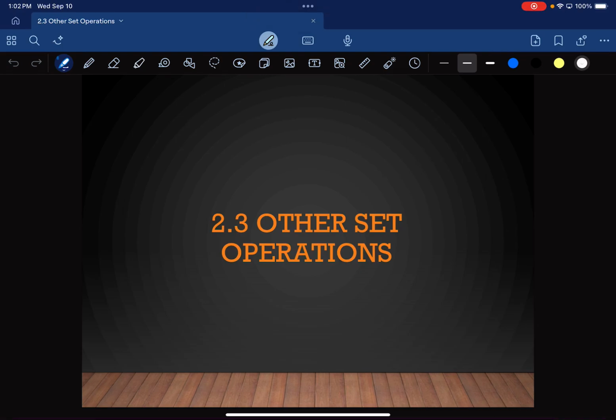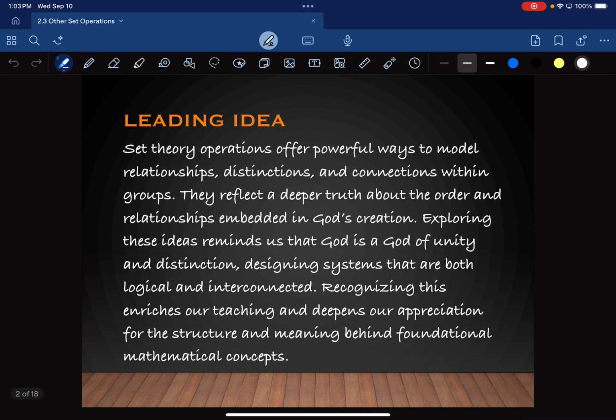Today we're going to take a look at section 2.3, at least the first half of it. We're going to be taking a look at other set operations in this section. In particular, we've seen some of these ideas before in different ways, but not exactly in the way presented in this section. So for starters, set theory operations offer powerful ways to model relationships, distinctions, and connections within groups.